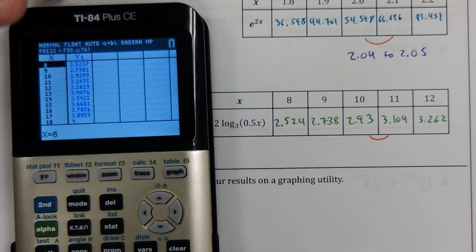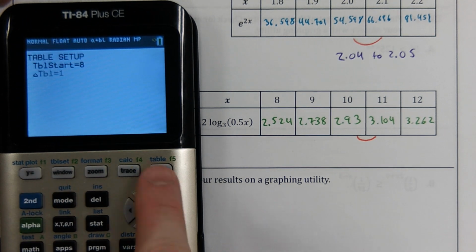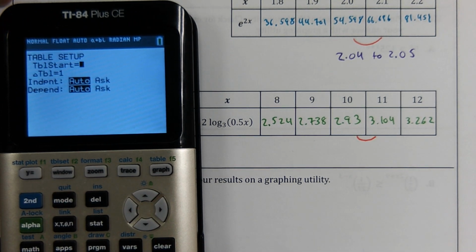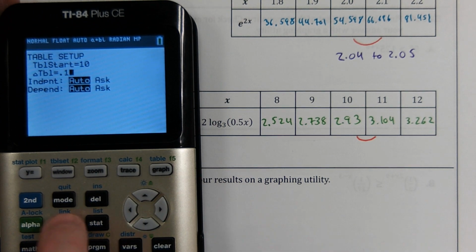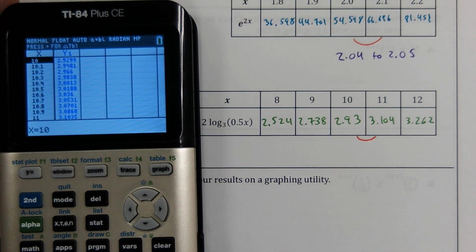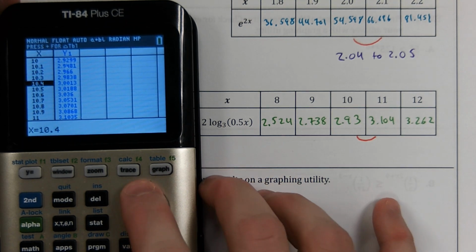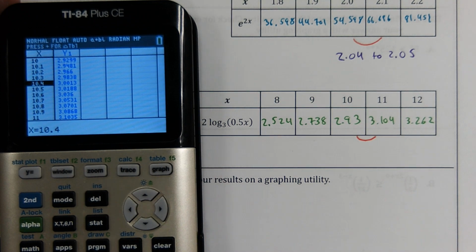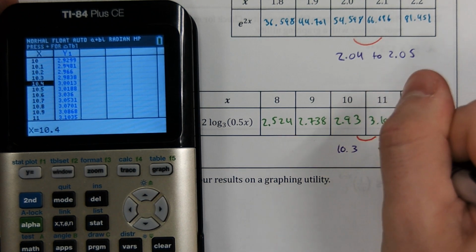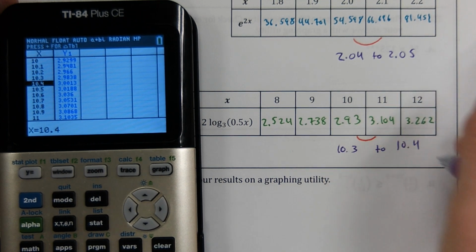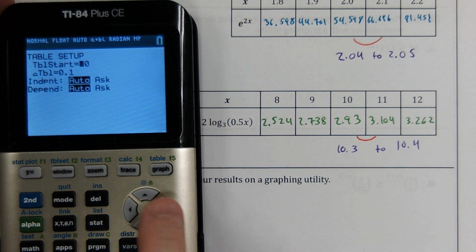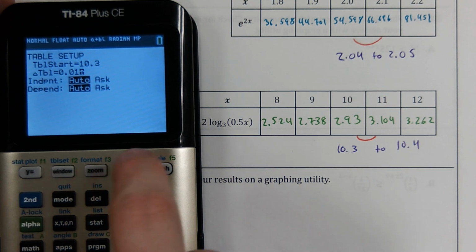Table set. I'm going to have it start at 10, and I'm going to have it go by 0.1s. Trying to get to 3. There it is. Look, it happens between those two numbers, 10.3 and 10.4. Second table set. Start this bad boy at 10.3 and go by 0.01s.